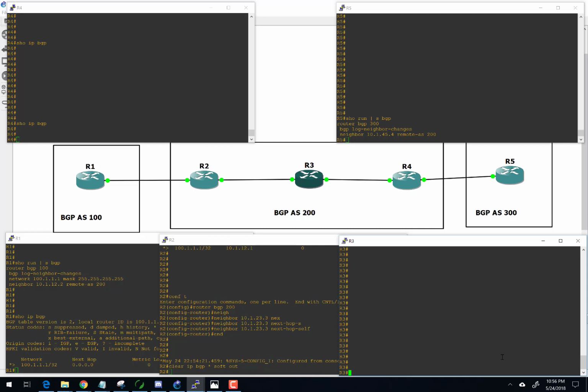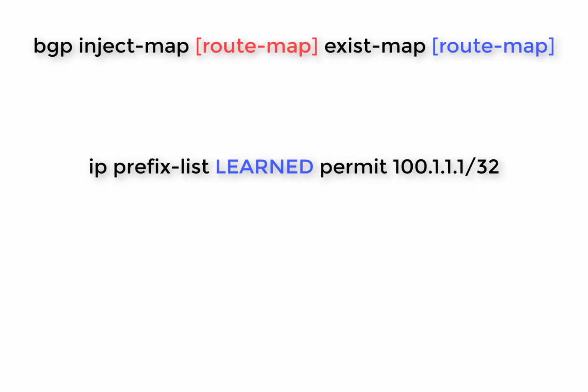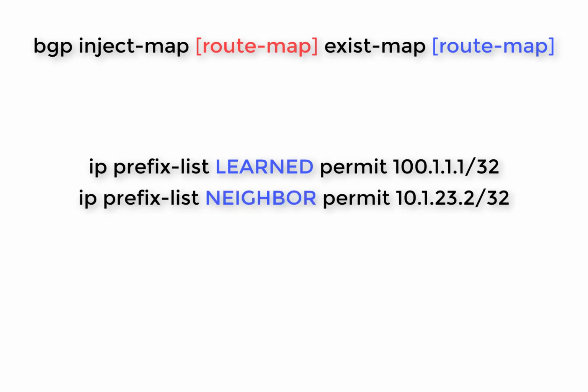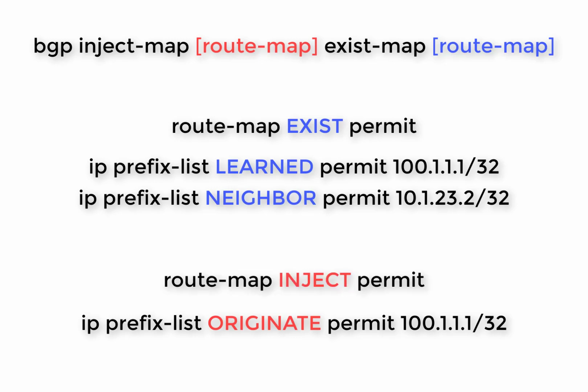Okay, so how do we build an inject and exist map? We need three things. We need a prefix list identifying the learned prefix. We need a prefix list identifying the neighbor we learned the prefix from. And we need a prefix list identifying the prefix we want to inject. Then we need two route maps. One identifying the learned prefix and the neighbor we learned it from. And we need one identifying the prefix we want to inject.